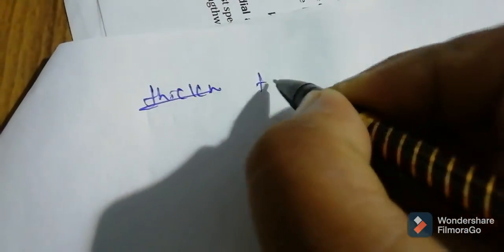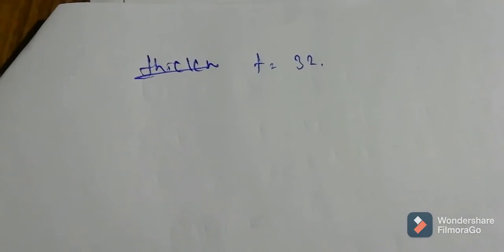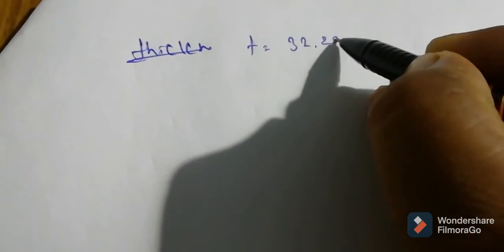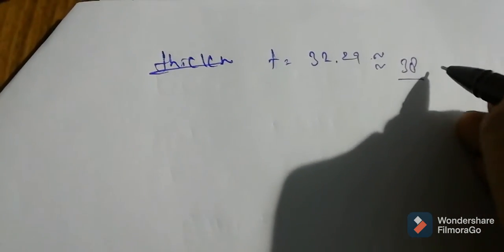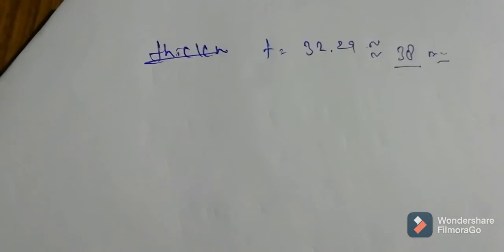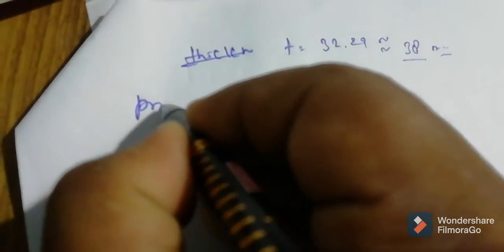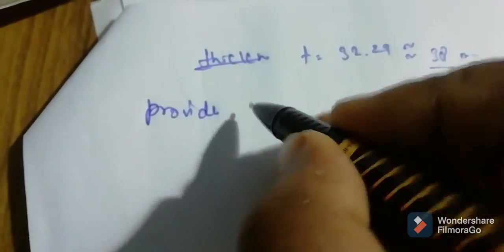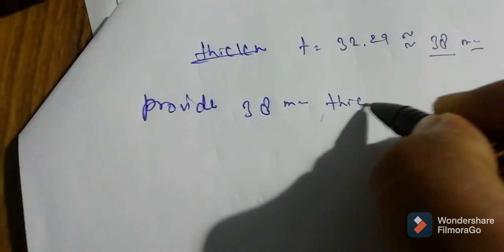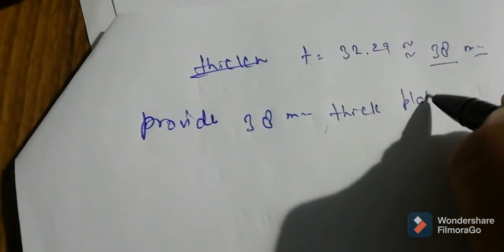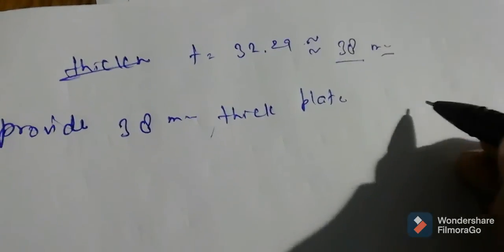So t equal to how much? 32.29. So increase a little bit, no matter. Take 38 or 40, no matter. 38 mm. Okay, so now provide a 38 mm thick plate, available.